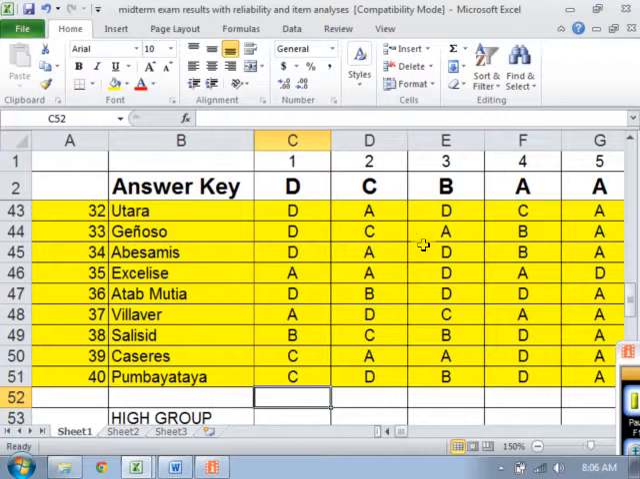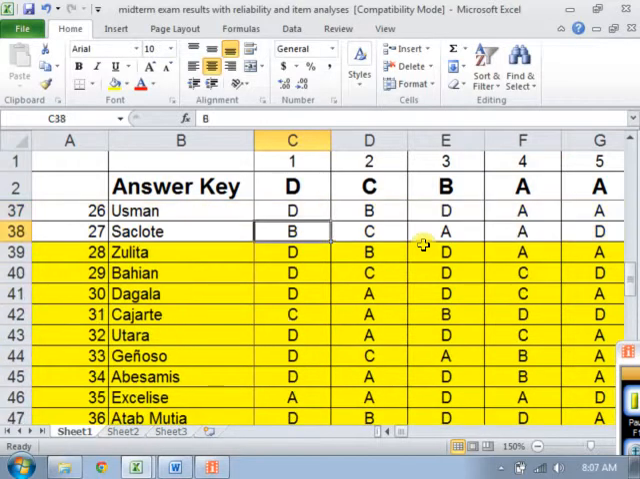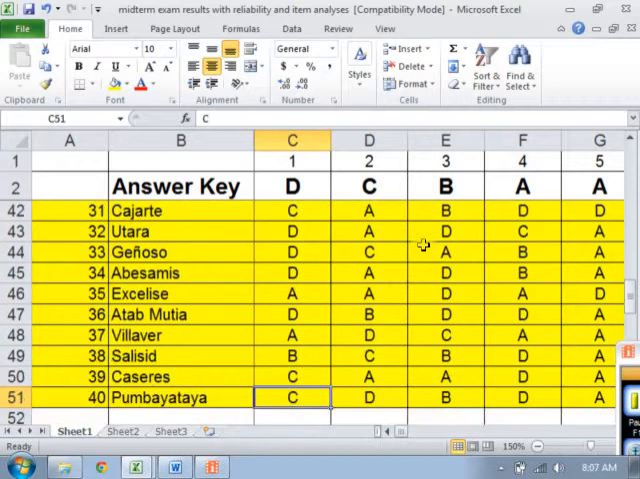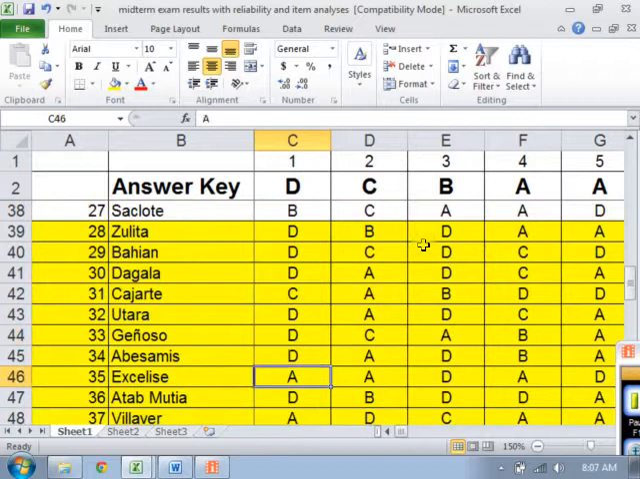And the distractor should attract whom? The lower group, because these are the people we said who may not really have developed the skill. But only 2. It may be just okay because there are how many people in the criterion group? 13. There are only 13, correct? So that means that can be okay already. How many of the students chose B in the lower group? How many of the students chose C?